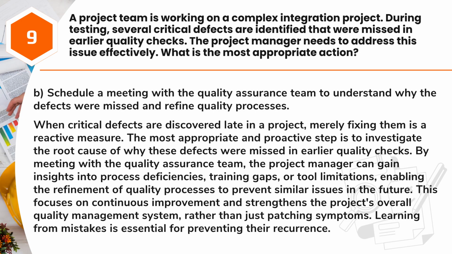Answer. B. Schedule a meeting with the quality assurance team to understand why the defects were missed and refine quality processes. When critical defects are discovered late in a project, merely fixing them is a reactive measure. The most appropriate and proactive step is to investigate the root cause of why these defects were missed in earlier quality checks. By meeting with the quality assurance team, the project manager can gain insights into process deficiencies, training gaps, or tool limitations, enabling the refinement of quality processes to prevent similar issues in the future.